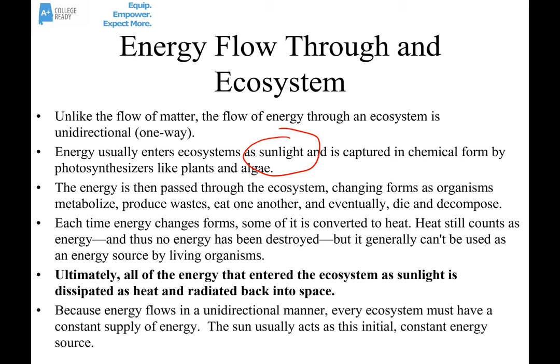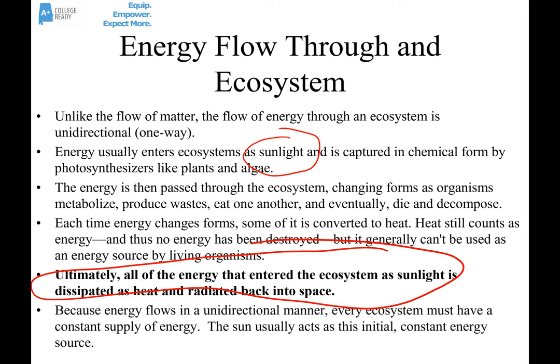Each time that energy changes forms, in a lot of cases a big part of it is converted into heat. Heat leaves the organism and goes out into the environment. It's still a form of energy. It's not destroyed, but typically it can't be used as an energy source by living things. And ultimately, all the energy that entered the ecosystem is going to leave it as heat, and it's going to radiate back out into space.